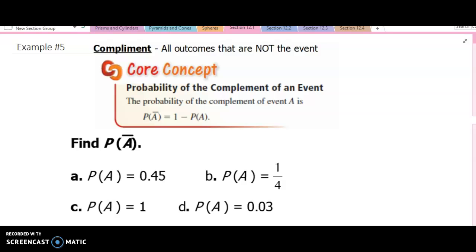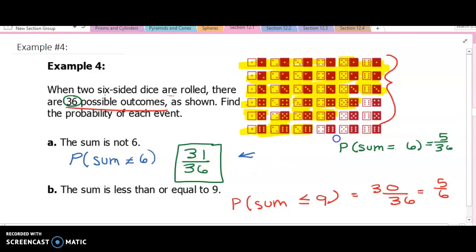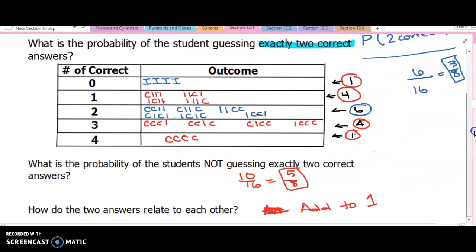All right, so that brings us to the complement. The complements are all outcomes that are not the event. So if I say the probability that the sum is equal to 6, the complement would be the probability that the sum is not equal to 6. So it either is or it isn't. If we're talking about the probability of A, we would say the complement of A is P with a bar over that A. And we know that 1 minus the probability of A is always the complement, kind of like what we did right down here.